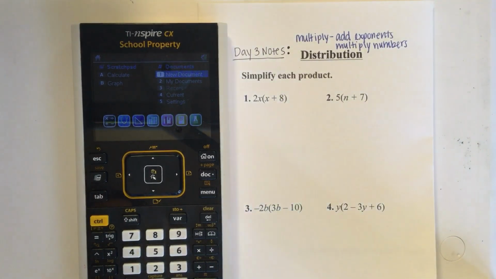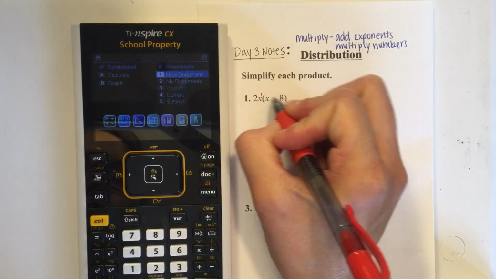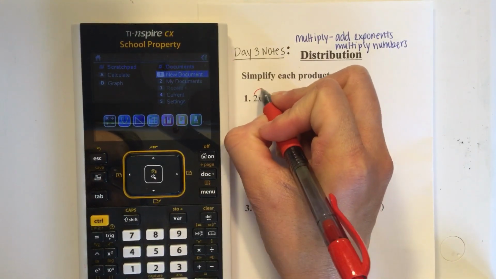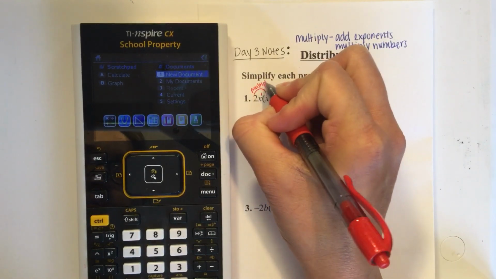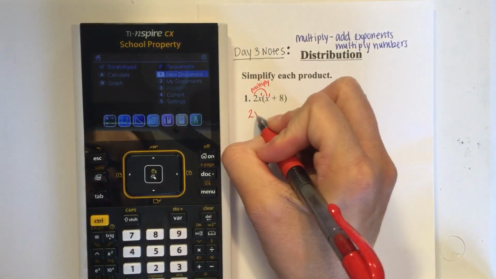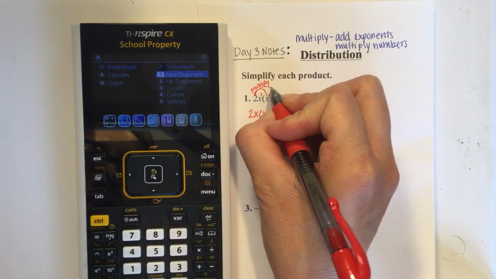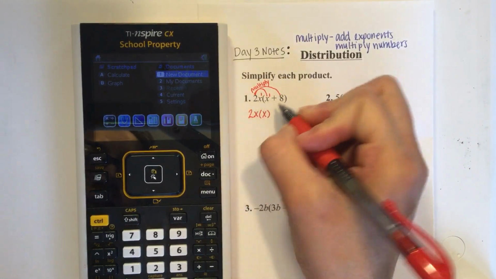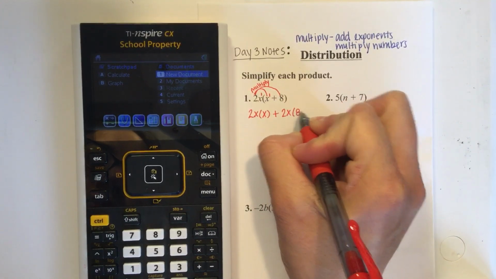So for the first example, number 1, you're going to be taking 2x to the first, and parentheses mean to multiply. You're going to multiply 2x times x. Then you're going to take 2x again, and you're going to multiply it with 8. So plus 2x times 8.